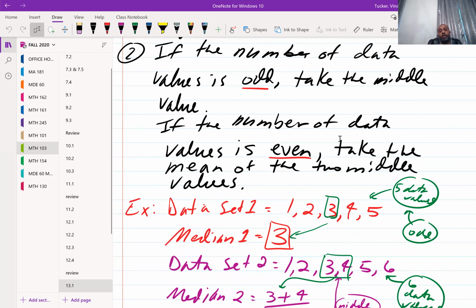All right, so we look at the first data set. So data set 1, once again, if I have the data set of 1, 2, 3, 4, 5, I have 5 data values. So that means I have a middle number, and that middle number will be 3. So that's the median of that data set. That's the data value that splits the data set in half, your middle value.